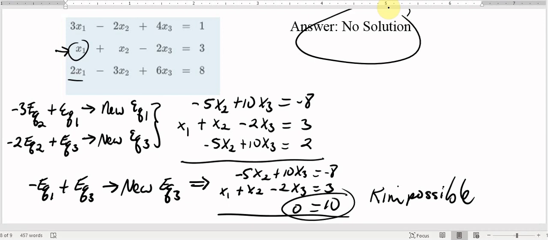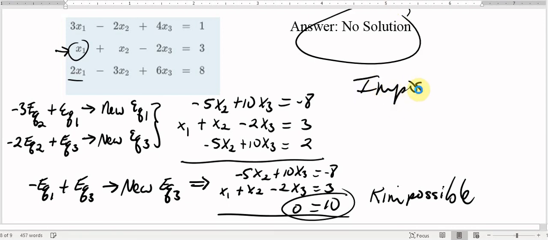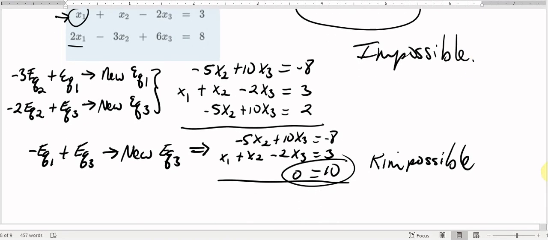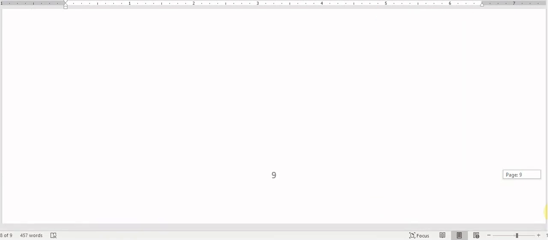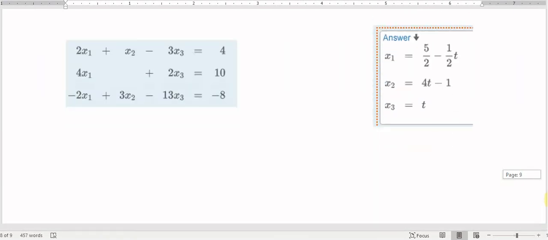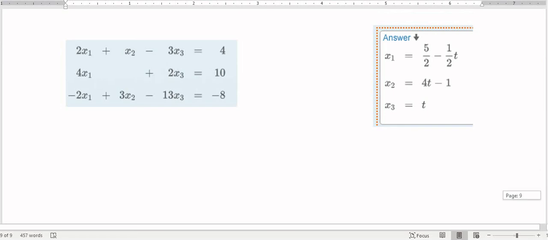Thus, no solution, right? Impossible. Okay. And just the last one. You see how this works out when you have parametric solutions? That means infinitely many solutions, right?